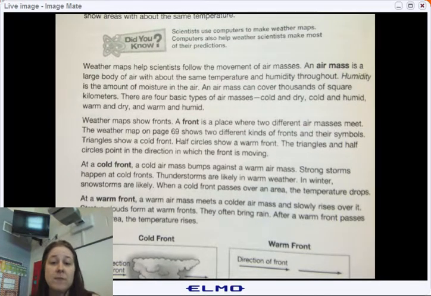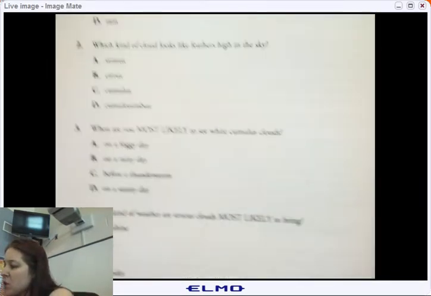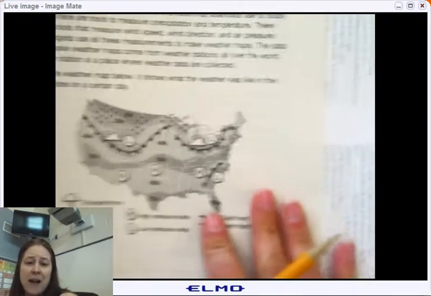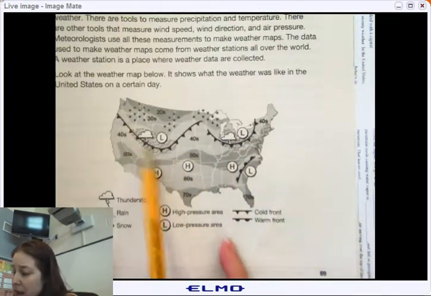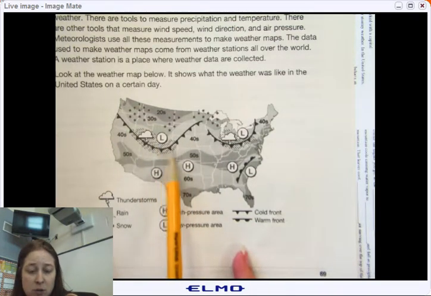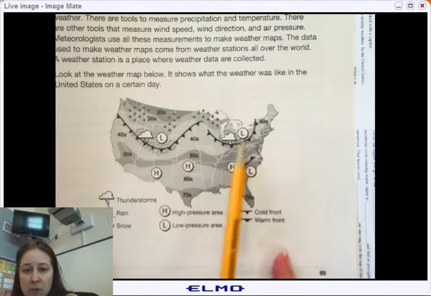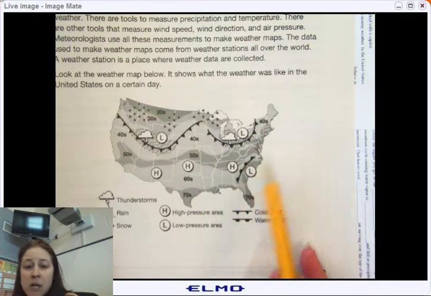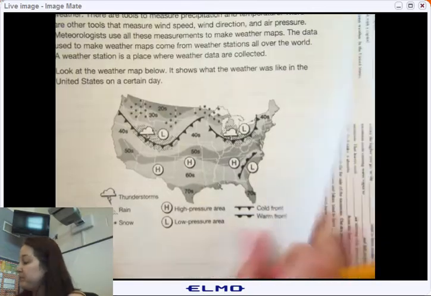Weather maps show fronts. A front is a place where 2 different air masses meet. The weather map on page 69 shows 2 different kinds of fronts and their symbols. Triangles show a cold front. Half circles show a warm front. The triangles and half circles point in the direction in which the front is moving. So if I look back over here, like it wanted me to go back and look, this is showing us triangles mean a cold front. Look at the temperatures too. Cold front, look at the temperatures. And half circles mean it was a warm front.